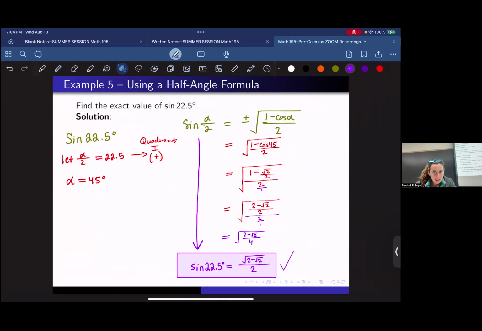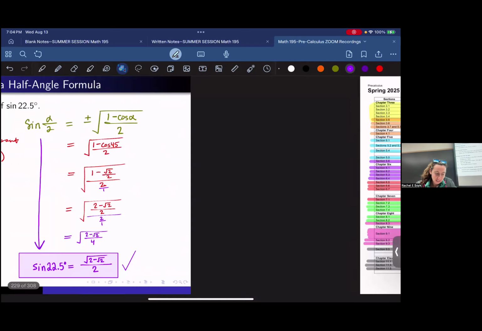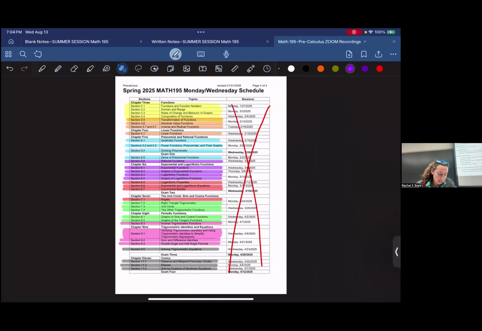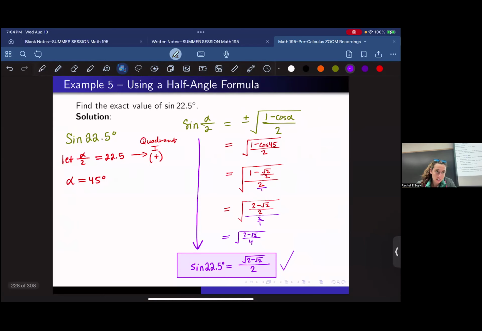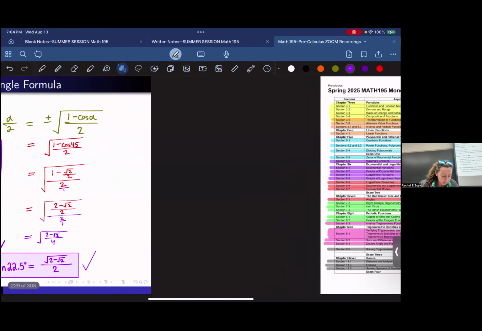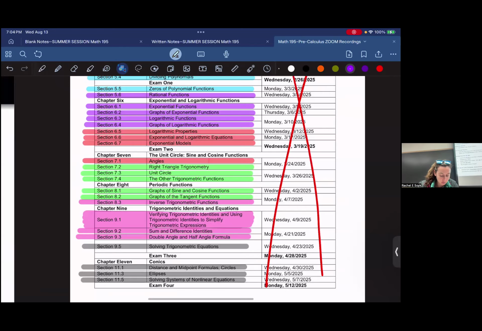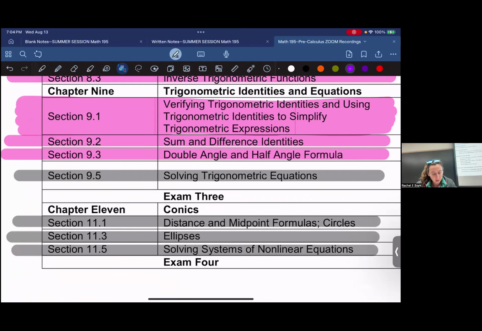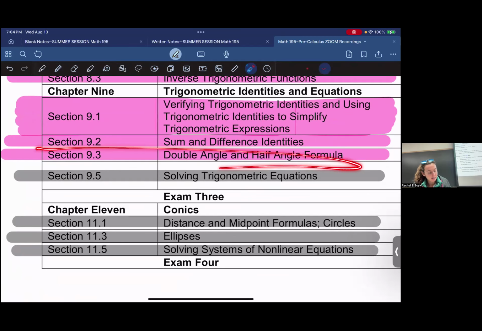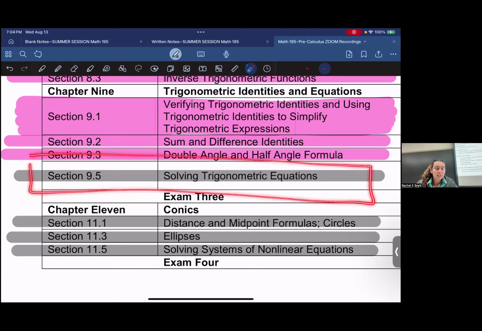So I hope that this was helpful. That completes our section 9.3 of our double angle and half angle formulas, which is almost the end of chapter 9. We have one more section, which we'll cover next, and that is solving our trigonometric equations.